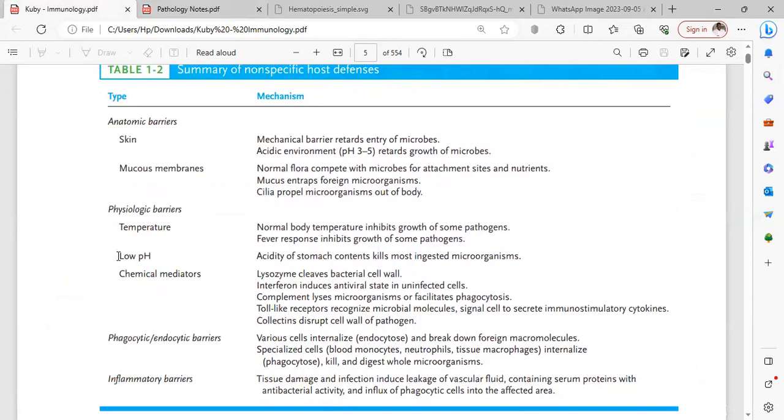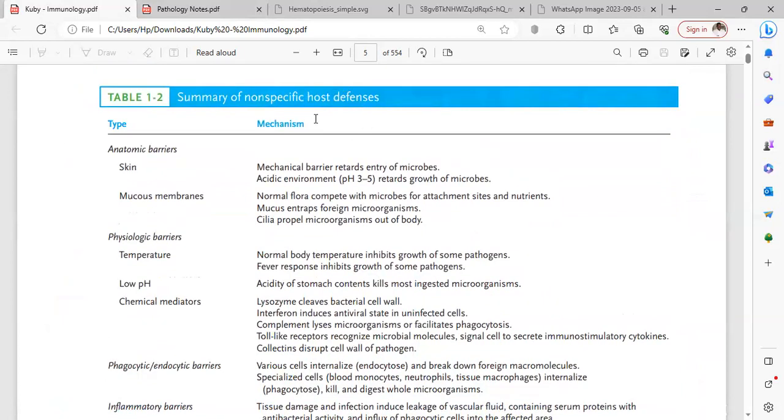So the 4 non-specific host defense mechanisms, as stated, the first one is anatomic, which involves the skin and the mucous membrane. The skin acts as a mechanical barrier, which will protect the inner layers of the skin from entry of microbes. And you've seen that an acidic environment will retard growth of microbes, so the pH is between 3 to 5.